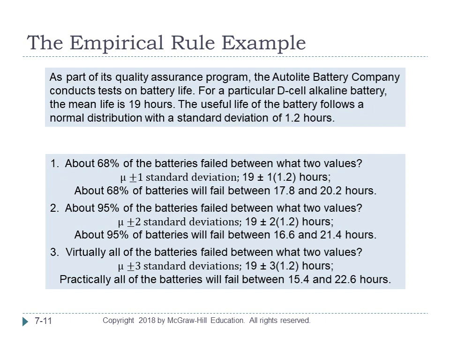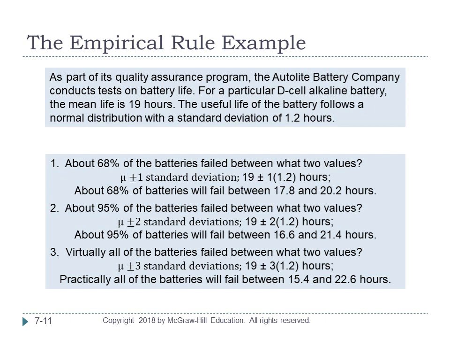95% of the batteries fail between which 2 values? That's within 2 standard deviations, 19 minus or plus 2 times 1.2. This will be between 16.6 and 21.4 hours. This is where 95% of the batteries will fail.